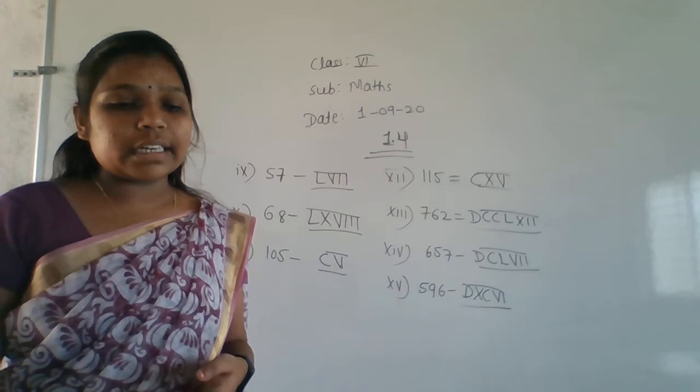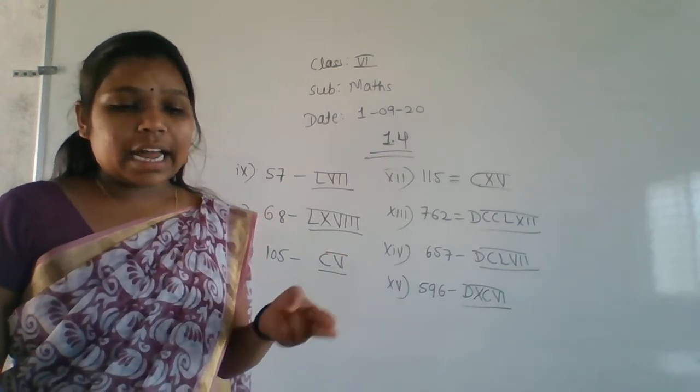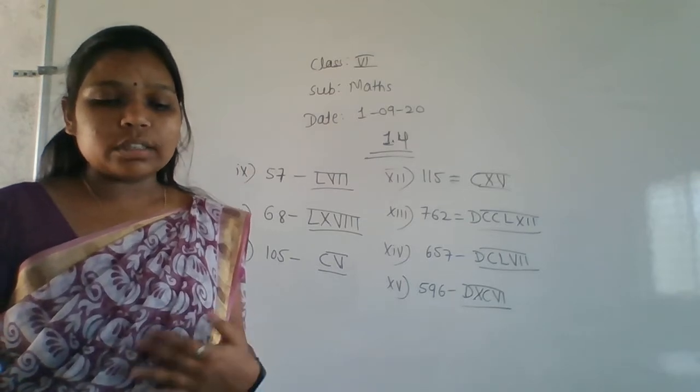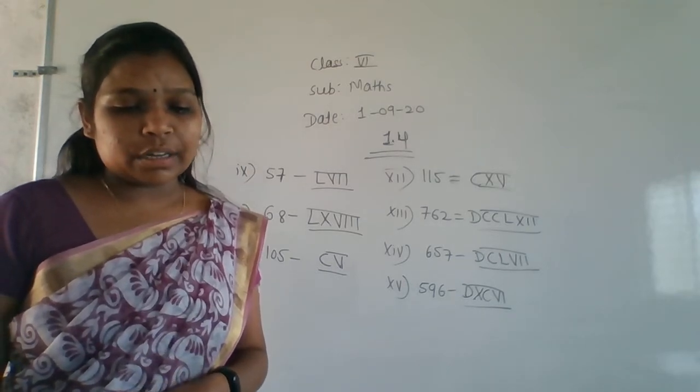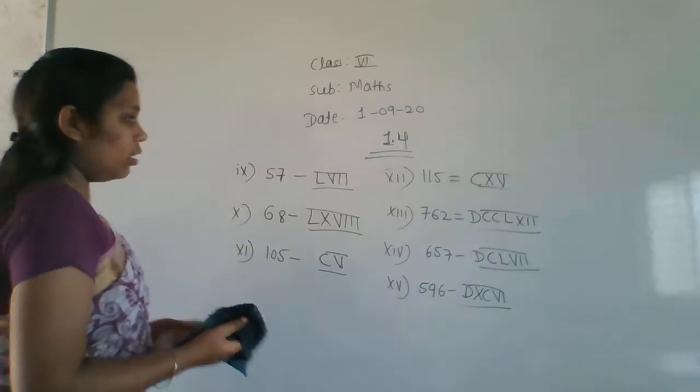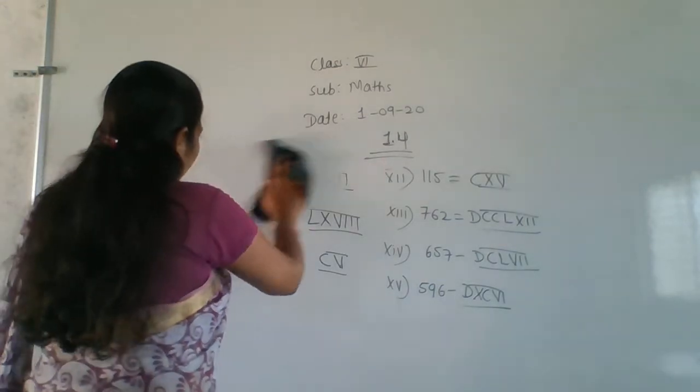Next we'll go for the second main. Write each of the following in Hindu Arabic numerals. Okay, that is the second main.